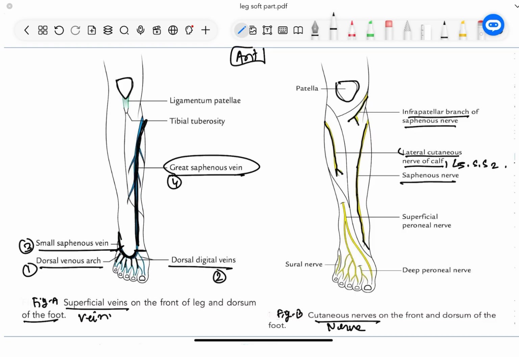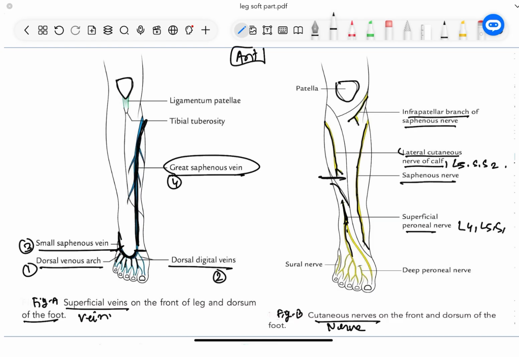Then the superficial peroneal nerve. The superficial peroneal nerve, its root value is L4, L5 and S1. You can see here this is the superficial peroneal nerve. It arises from the common peroneal nerve on the lateral side of the neck of the fibula, and it will supply skin over the lower one-third of the lateral side. You can see upper two-third is supplied by the lateral cutaneous nerve and lower one-third is supplied by the superficial peroneal nerve. So, skin over the lower one-third of the lateral side of the leg.